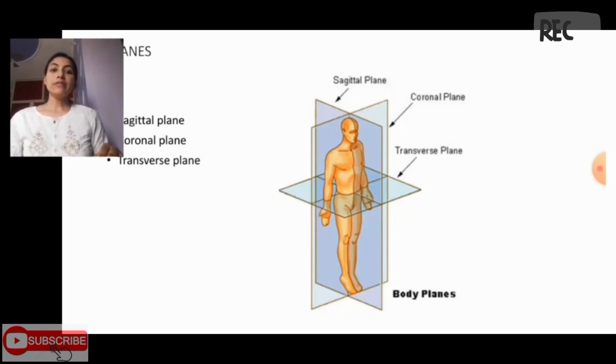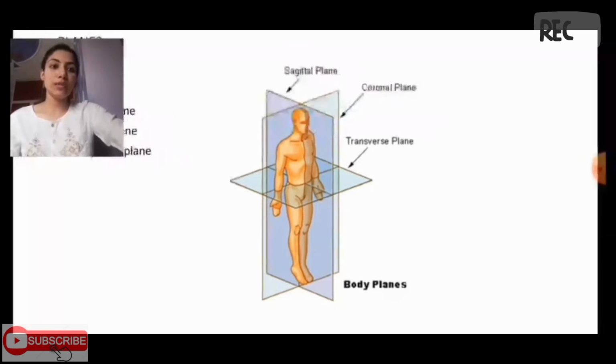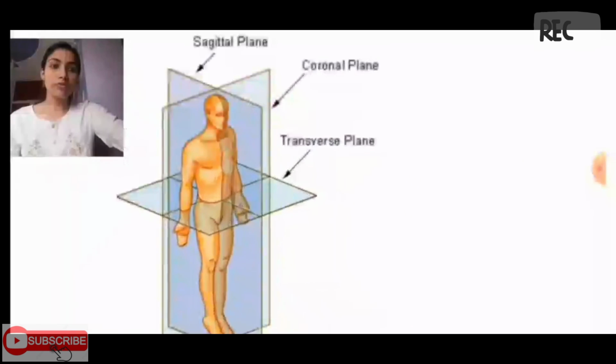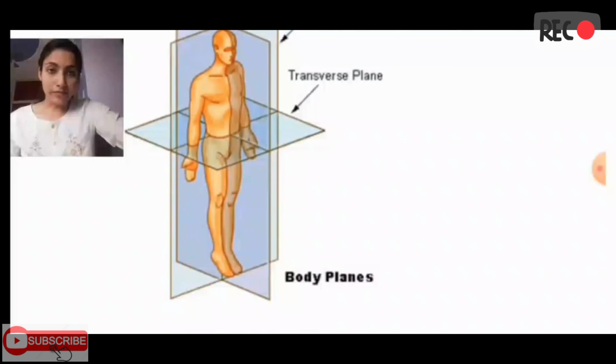Now the third one is the transverse plane. The transverse plane divides our body into two segments, the upper segment and the lower segment. We are able to see the transverse plane in this diagram also. This plane divides the body into two halves, the upper half and the lower part, called the lower half.